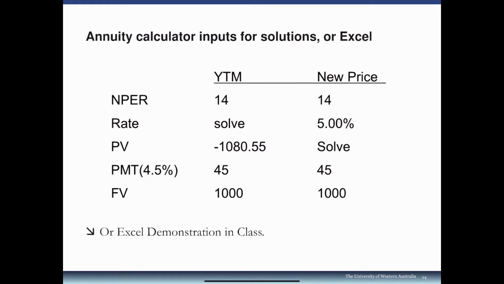So I just want to emphasize again, the yield to maturity cannot be simply solved using pen and paper. So I won't ask you to do that, as that would require you to do trial and error.